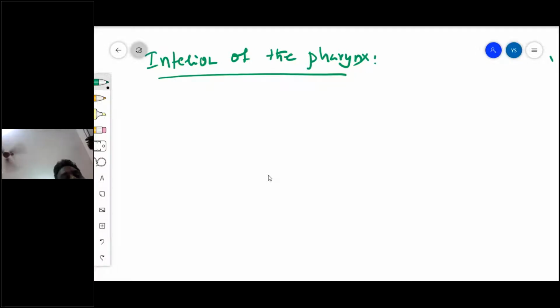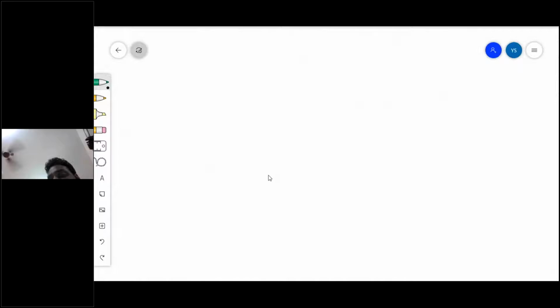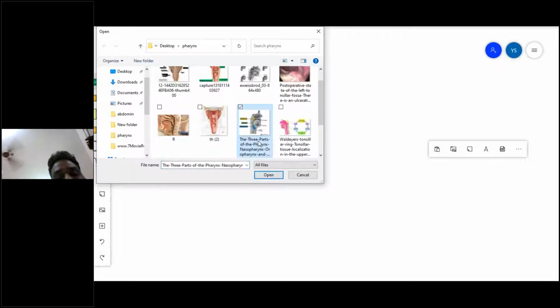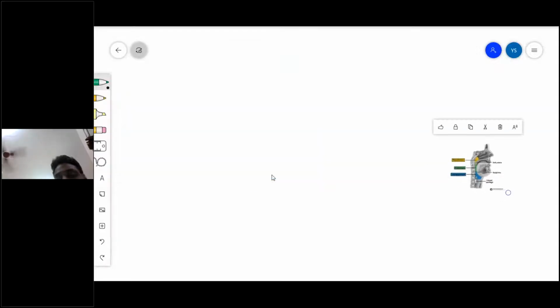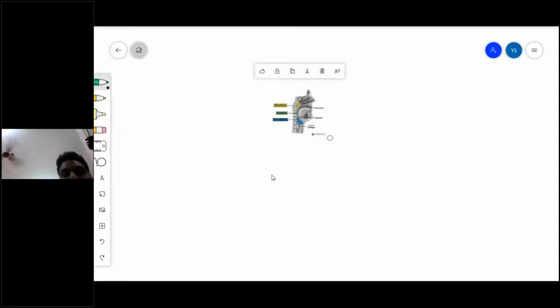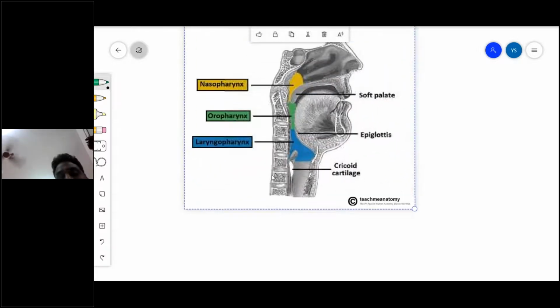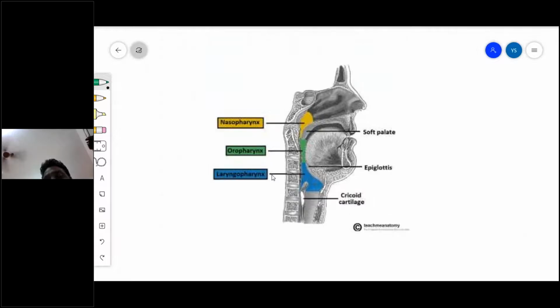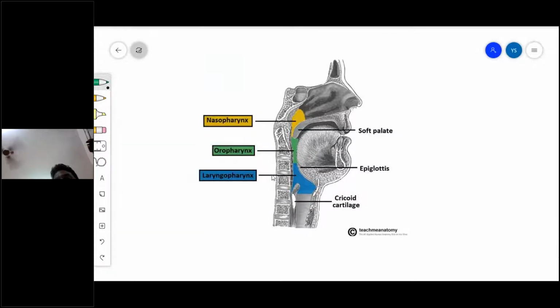So for this, I will show you the previous picture only. That is the better picture to learn the interior of the pharynx. In this sagittal section, we can see the interior of the pharynx.